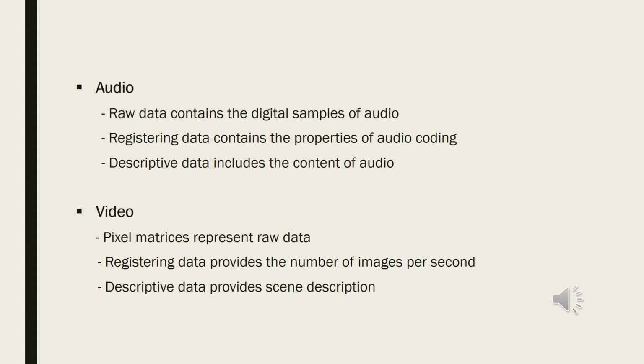In audio data type, the digital sample values created by a simple PCM coding represent the raw data, whereas registering data represent the properties of audio coding, and descriptive data includes the content of our audio. Whereas in video data type, pixel matrices represent raw data, registering data provides the number of images per second, and descriptive data provides scene description.